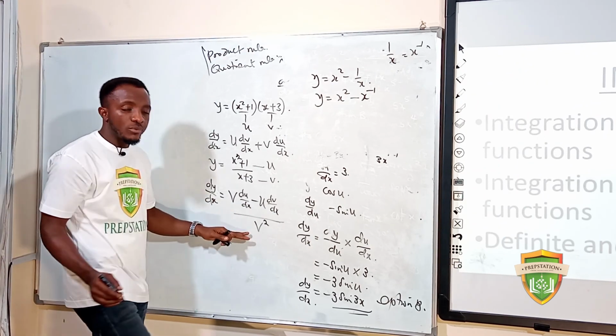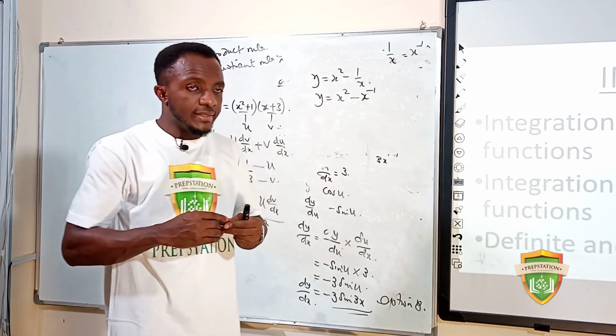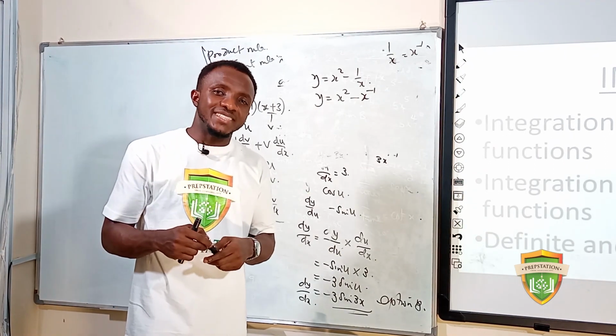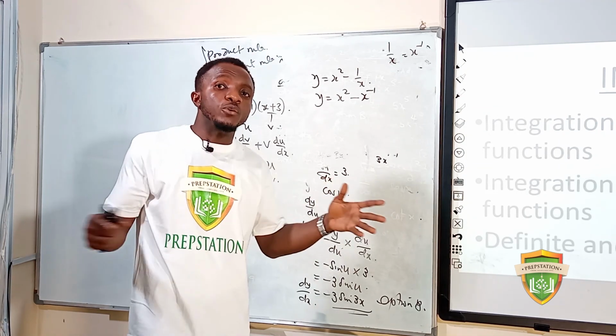Now, you hardly find a question on quotient rule in JAMB, because like I said, JAMB people are nice. They don't want you to fail. So they won't give you any question that will take so much of your time.